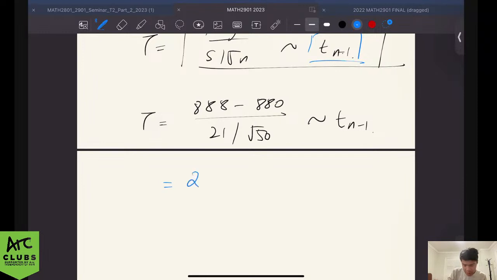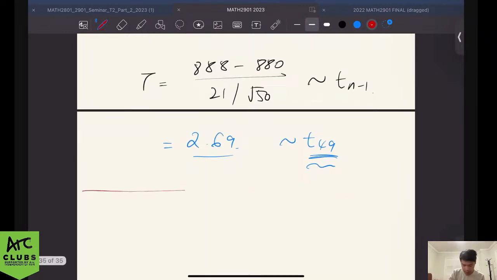You'll get 2.69. Okay, and that's t49 distributed. So what you would do now is you would say, okay, this is a number. Yeah, it's a number. But the question is, how big is this number? And is it a very extreme number? And so you then go to calculate the p-value, right?